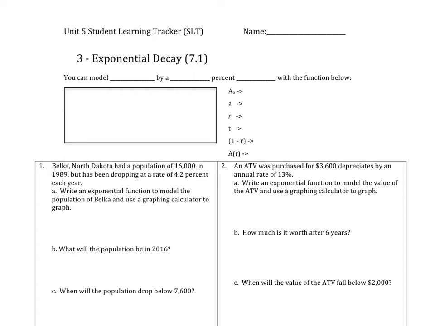In this tutorial, we will look at exponential decay, and you can model decay as a constant percent decrease with the function below. So we still have A of t equals A times 1, and then there's a decrease, so it's minus r, to the t.